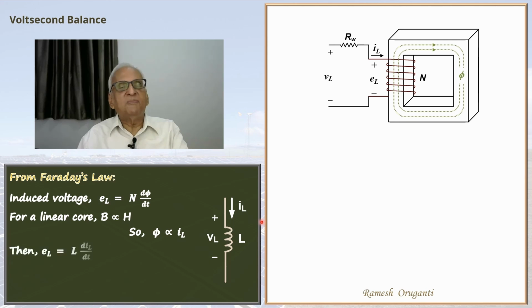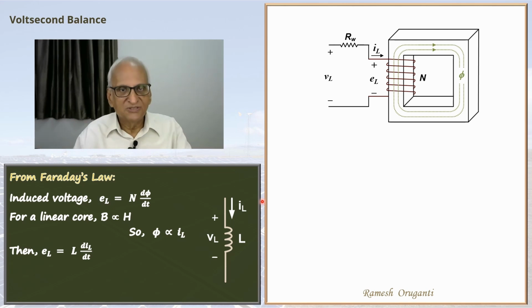So EL will be proportional to dIL by dt. So you know that form of EL already. EL is L dIL by dt. The proportionality constant is L, the inductance of this coil. Here the inductance is a constant value because we have assumed linearity of the core.